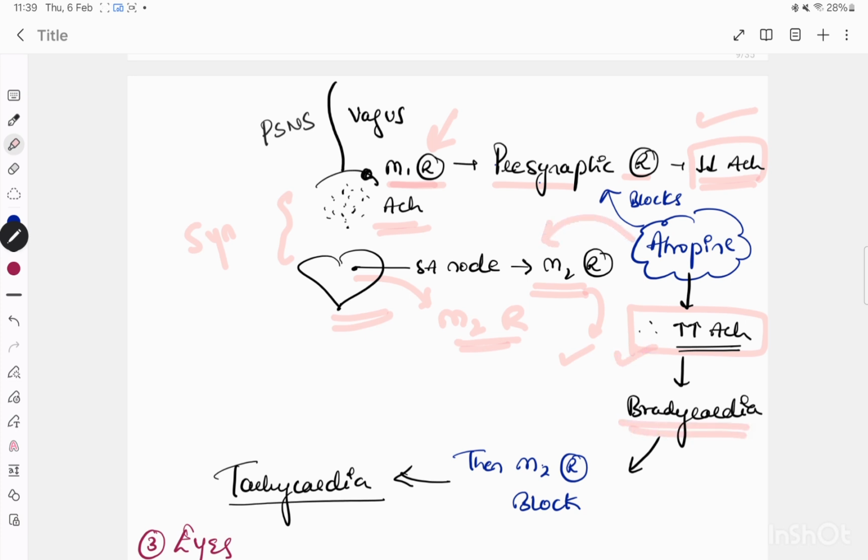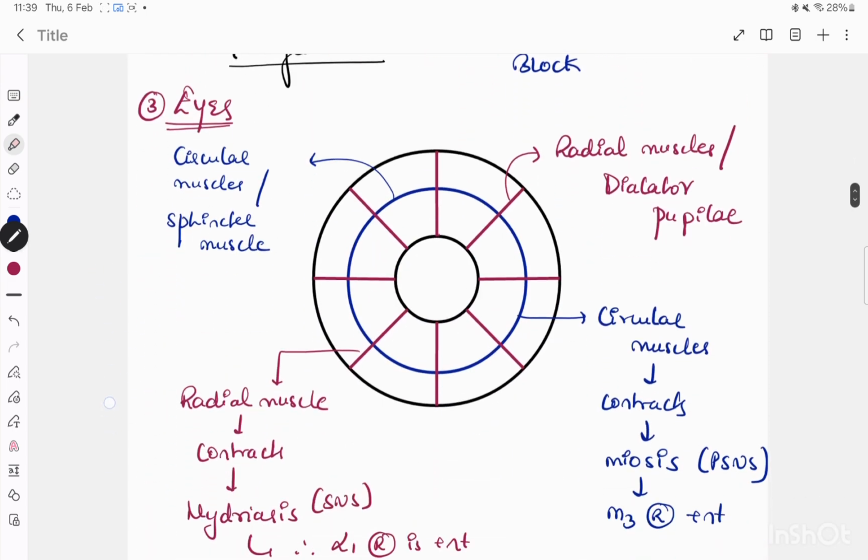So initial bradycardia takes place. Next, after some time, atropine goes and blocks this M2 receptor, because of which tachycardia takes place. You learned this part earlier. Now this other part is new. That's all. Now we will move on with the next organ, that is the eyes.